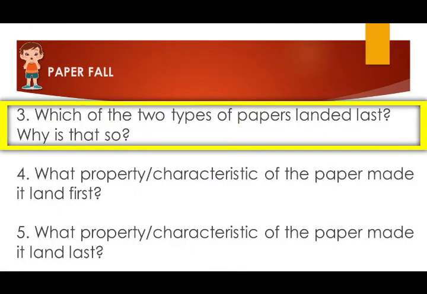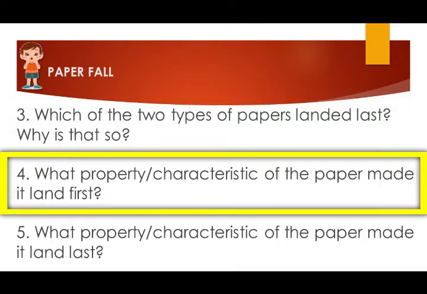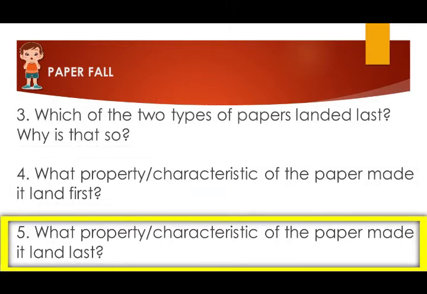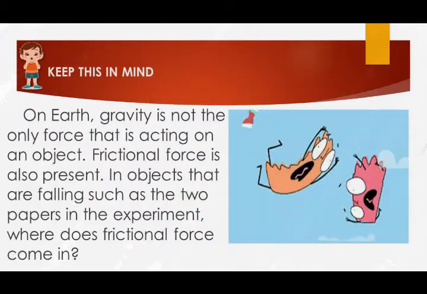Number 3. Which of the 2 types of papers landed last? Why is that so? Number 4. What property or characteristic of the paper made it land first? And number 5. What property or characteristic of the paper made it land last? Keep this in mind.